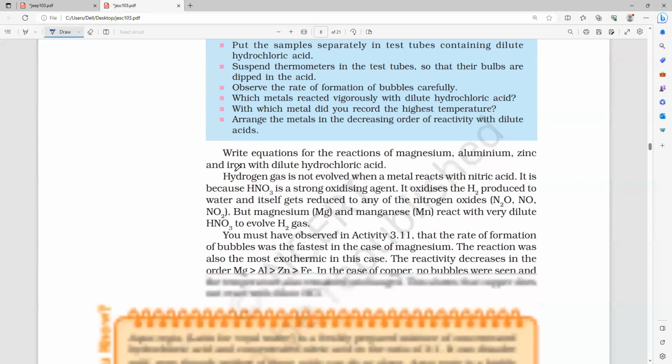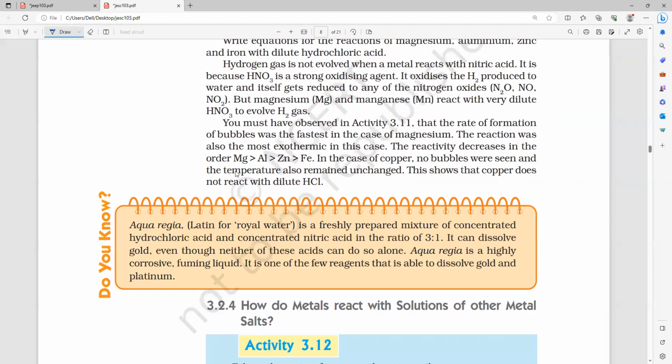Hydrogen gas. There are two metals you can see. Everywhere, acid means we use either HCl in aqueous state, or H2SO4. Other than these, we are not at all using HNO3. Why are we not using HNO3? Because HNO3 is an acid only.